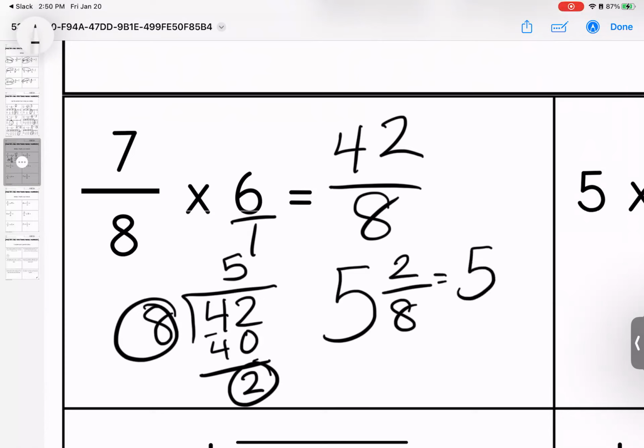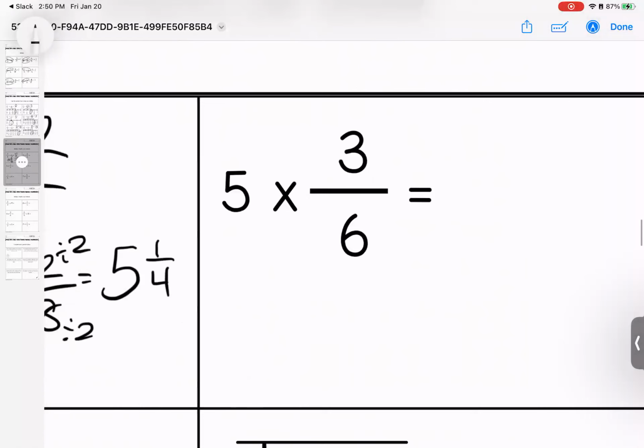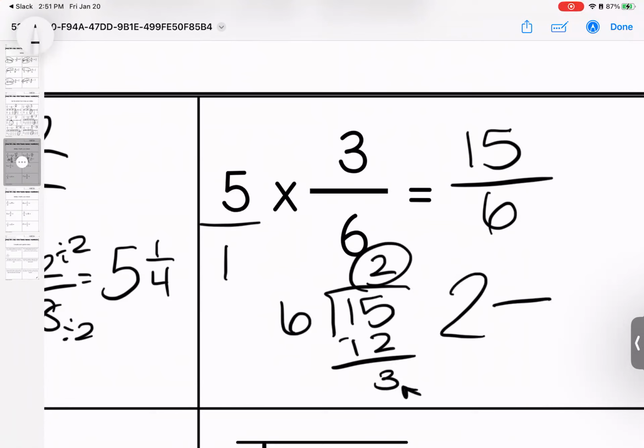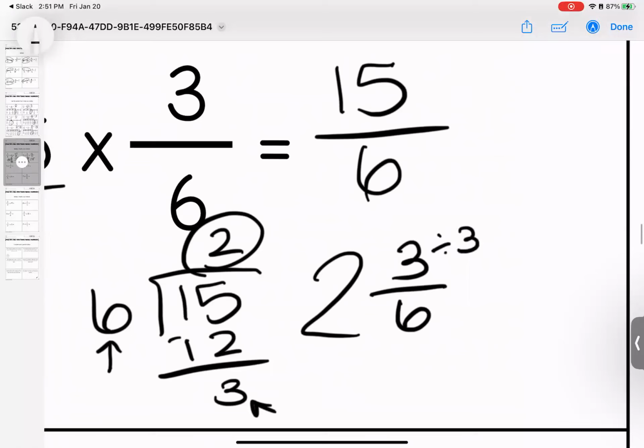Could also simplify this further by dividing both of these by 2 to get 5 and 1/4. Over here, no denominator, give it 1. 5 times 3 is 15. 1 times 6 is 6. The top is bigger than the bottom. I'm going to divide to simplify. 6 times 2 is 12. That's the closest I can get. This means I have 2 wholes, and 3 out of 6. If I divided these both by 3, I could simplify further. It's the same as saying 2 and 1/2.